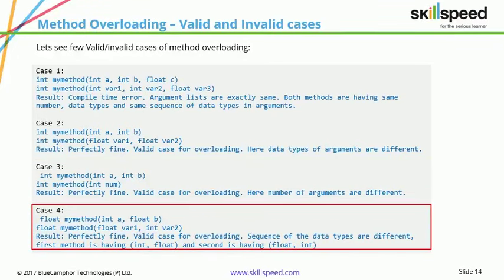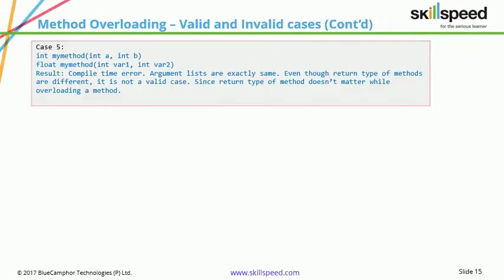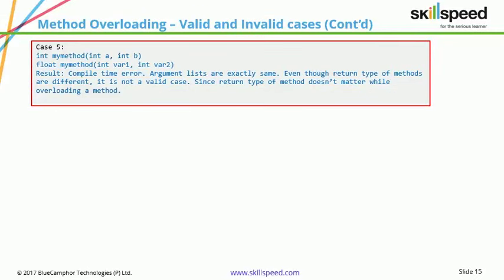Case 4. Float myMethod, where I am giving two parameters int a, float b, and float myMethod(float var1, int var2). This is also perfectly fine, because though we have the same types of parameters, they are in a reversed order. Case 5. Int myMethod(int a, int b) and float myMethod(int var1, int var2).